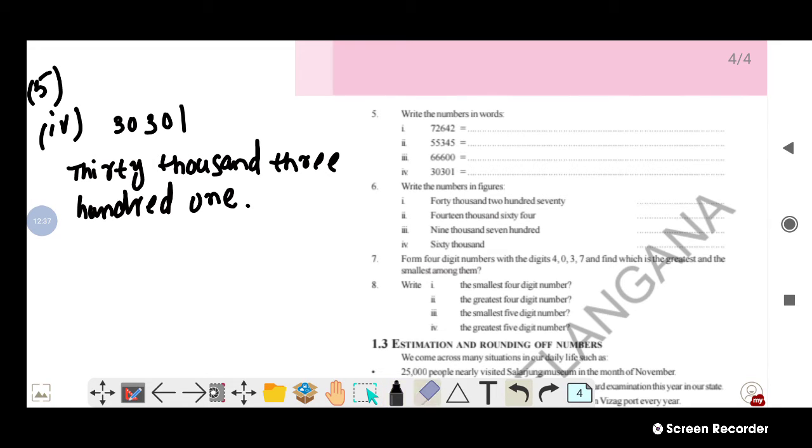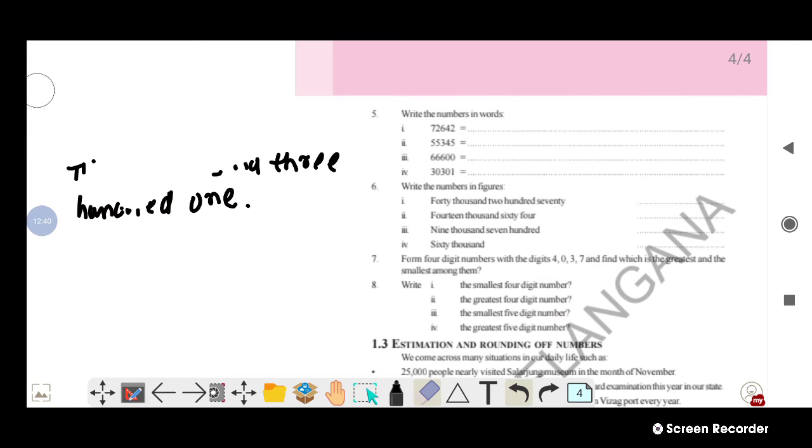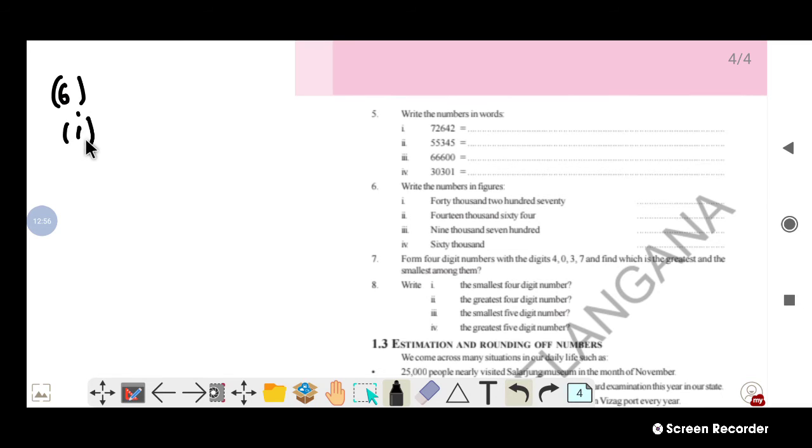In the sixth question, what should we write? So directly I will write the answer, because the question is there on the side of the screen. 40,270. So sixth question, first one. What is the first one, Amma? 40,000. Sorry, 40,270. 270. Is it right? 40,270. What about the second one?